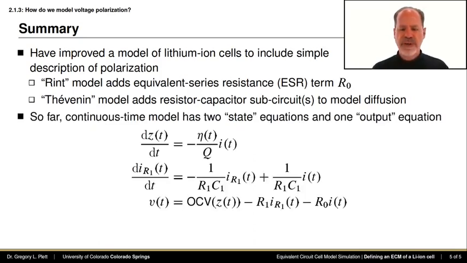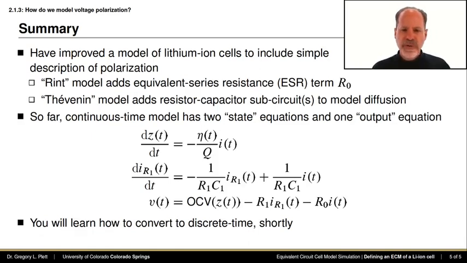So putting everything together that you've seen so far, the equations here show the entire Thevenin model in one place. And the model has one differential equation that describes the evolution of state of charge, and this is the same equation that you saw in the previous lesson. The model has an additional equation to describe how current passing through resistor R1 evolves over time. And finally, the model has an equation that combines information from the state of charge and the R1 current to compute the overall cell voltage. The first two differential equations are known as the state equations of the model, and the final equation is known as the output equation of the model.